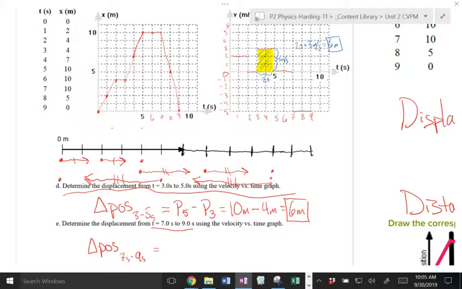What does your velocity graph look like? Oh my god, mine doesn't look like that. Oh, it's negative? She's right. You had it right.